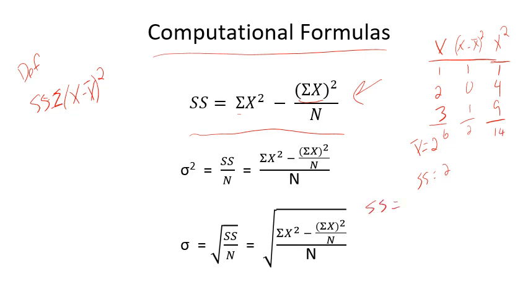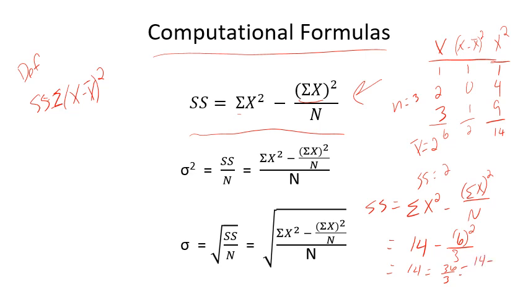Now we can take this formula over here. Sum of squares equals the sum of x squared minus the sum of x, that value squared, divided by n. So we get our sum of x squared, that's that 14, minus our sum of x, which was 6, that value squared, divided by n, which is 3. So it's equal to 14 minus 36 divided by 3, equal to 14 minus 12, equal to 2. Now, that's the same answer we got here.